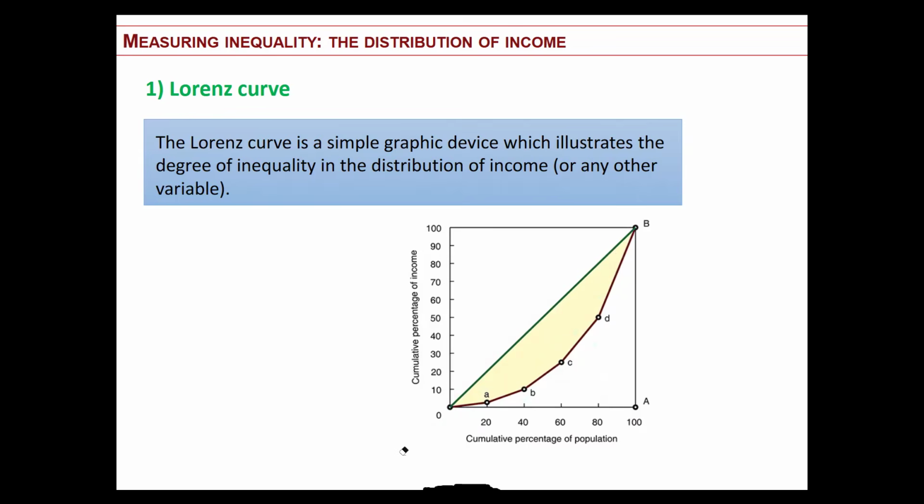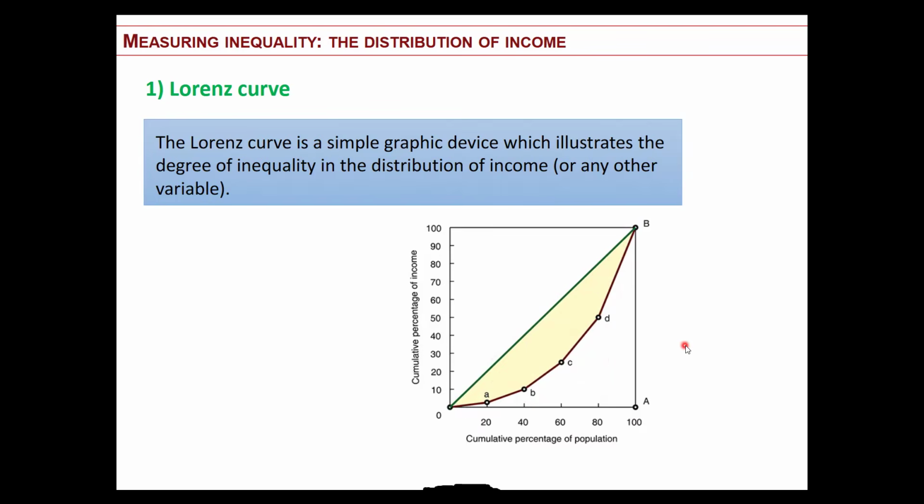I think that is all you have to know in regards to this graph. This one is the line of equality, the area here is the area of inequality, and this is the Lorenz curve. If the Lorenz curve is further away from the line of equality, it means there's a higher degree of inequality. But if it is closer to the line of equality, it means there is a lower degree of inequality.